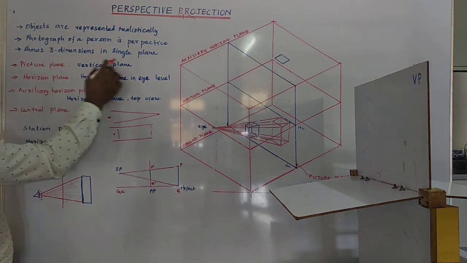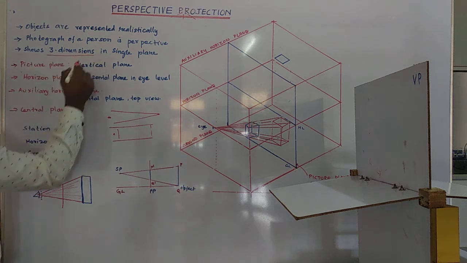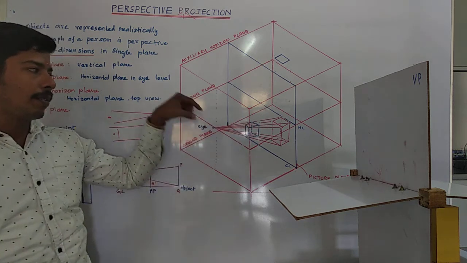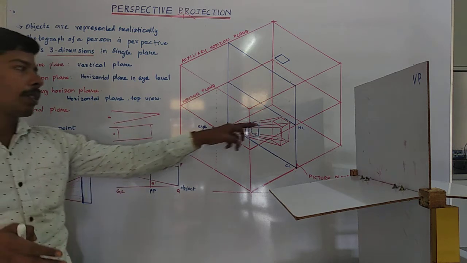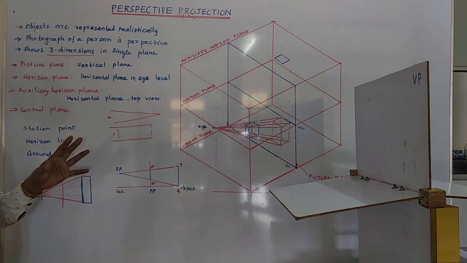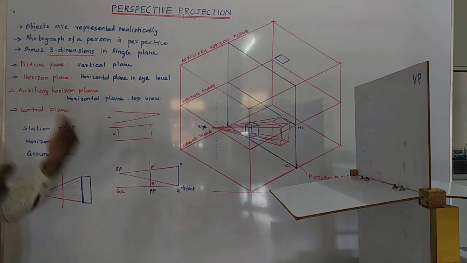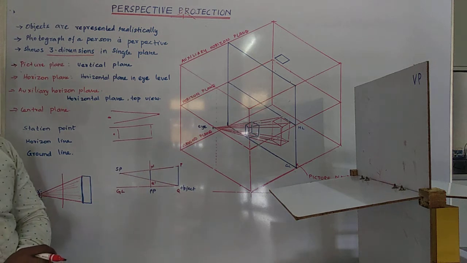Then it shows three dimensions in a single plane. When we are looking at an object, it is visible three-dimensionally, right? So the top side, left side and right side are visible. Three dimensions will be viewed in a single view in perspective projection. So we study what perspective projection is in this class. Now we will study how to draw the perspective projection of an object.